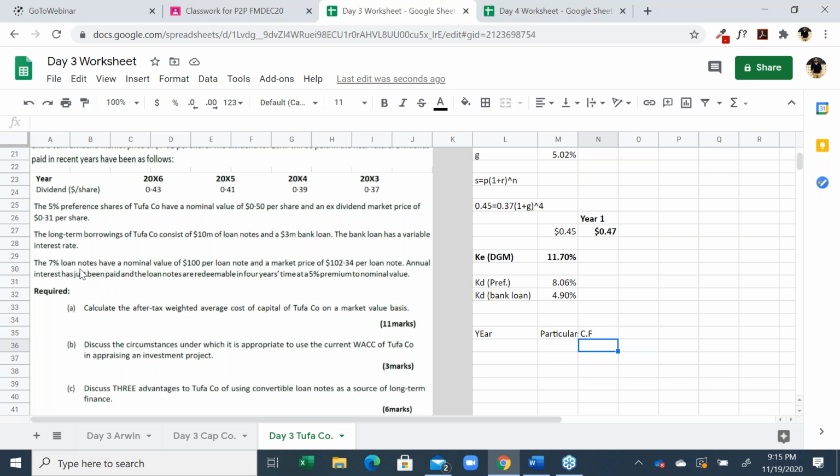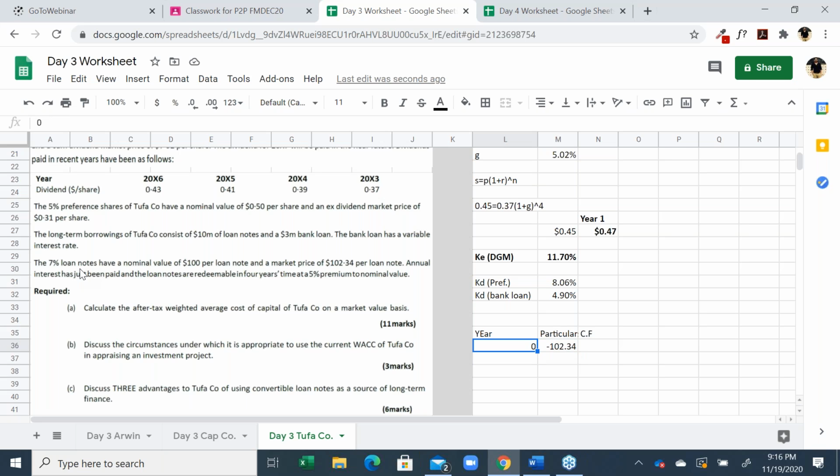Tell me, if you are investing and buying these loan notes, at what price will you buy this loan note, and what will be your initial investment for buying one loan note? So at year 0, we are going to invest minus 102.34. This is the investment. Consider it to be your initial investment, right?